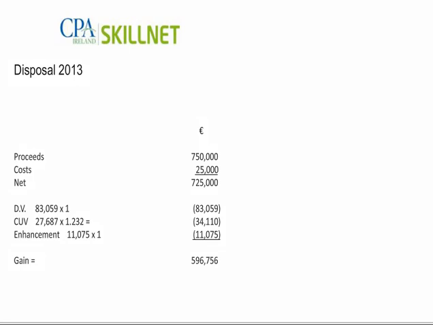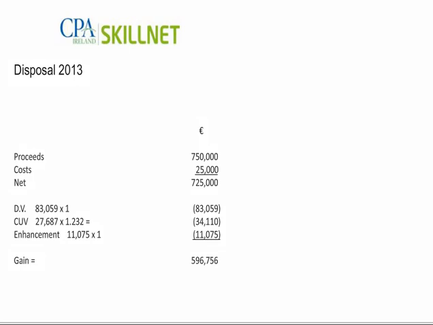And this is the part that was incurred, the original 20,000 for getting the planning permission. That's left, and again that's not indexed. So that gives me a gain of 596,756. So they're just the mechanics as to how you untangle the base cost for the purpose of capital gains tax when you're dealing with development land.